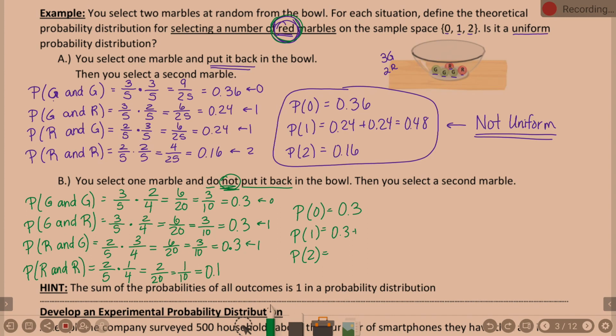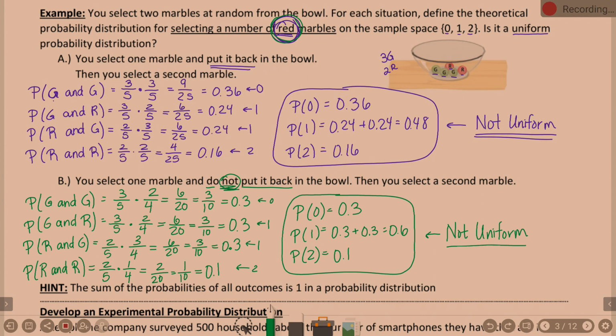That is 3/10 plus 3/10, which is 6/10. And finally, probability of 2 red. Well, that is down here on red and red, and that is 1/10. So right there is your probability distribution. And is it uniform? It is not. 0.3, 0.6, and 0.1. This is another example of not uniform. And if you notice, it's going to be more common that they are not uniform.